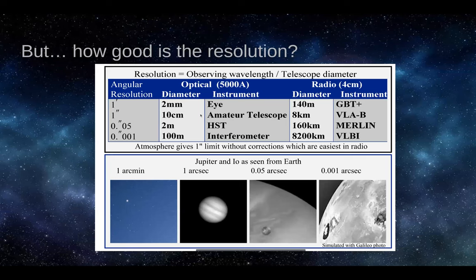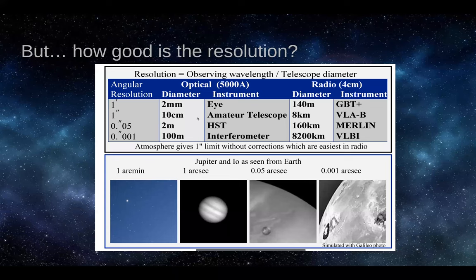Your typical amateur telescope with an aperture of about 10 centimeters, so the mirror inside the telescope would be about 10 centimeters, is equivalent to having a radio telescope at 4 centimeters wavelength, roughly equivalent to the Very Large Array, something like this.